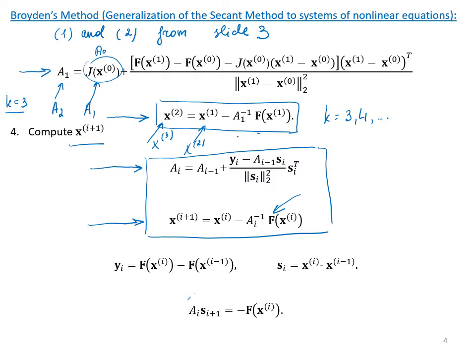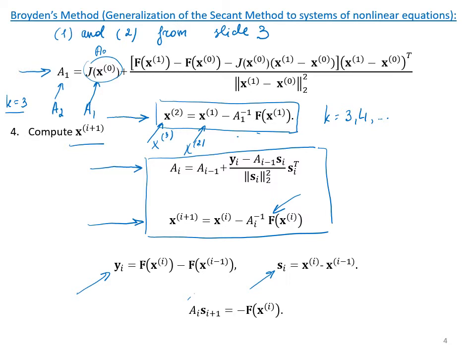F is a vector valued function we defined in the beginning. And we introduced a couple more vectors. Vector y, which represents the difference between values of our vector valued function f at I and I minus 1 iteration. And vector s, which represents the difference between vector x at I and I minus 1 iteration as well. We introduced these vectors just for convenience and to simplify our formulas.